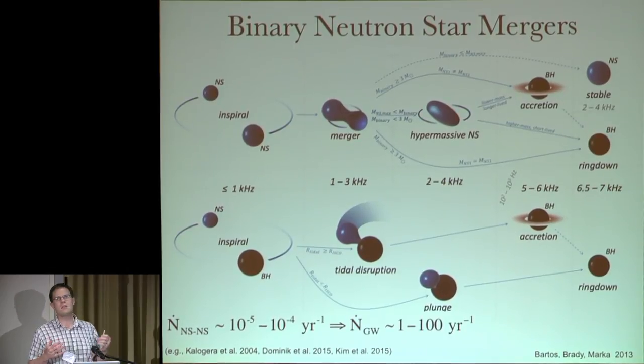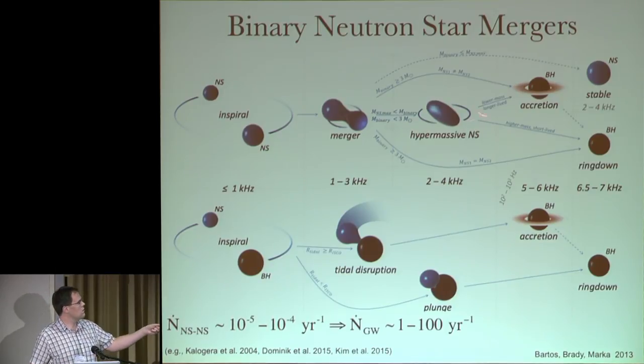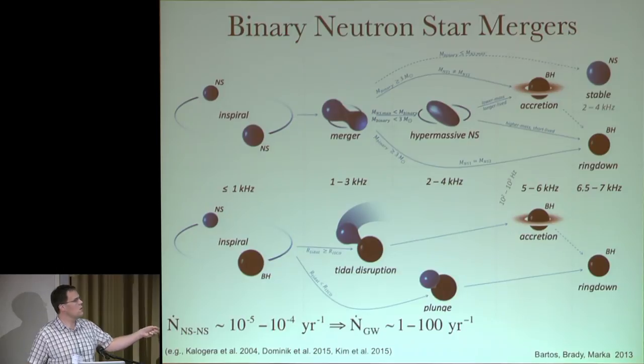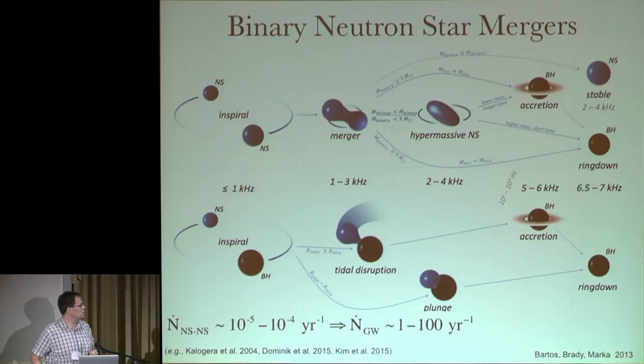In most cases, for realistic equations of state, you form a temporarily stable hypermassive neutron star, which is supported by its differential rotation. It's basically a spinning peanut, and it continues to radiate gravitational waves, and then at some point when it loses that rotational support, it will collapse into a black hole. And this actually facilitates forming a fairly massive accretion disk around the system. It's even possible in some cases, if the equation of state is sufficiently stiff that it can support a sufficiently massive neutron star, or if the binary is low mass, that you might form a stable millisecond neutron star that never collapses into a black hole.